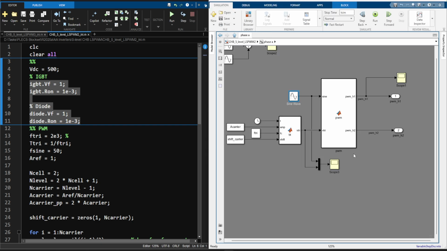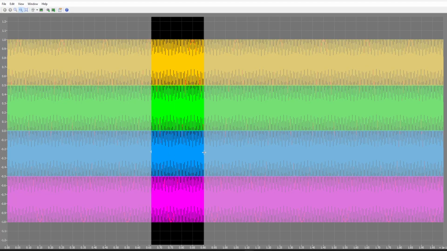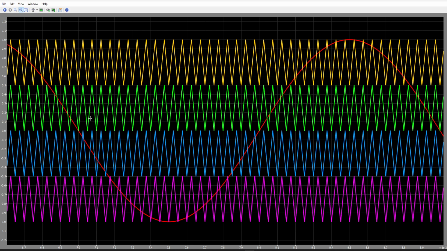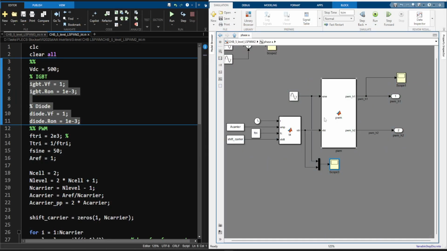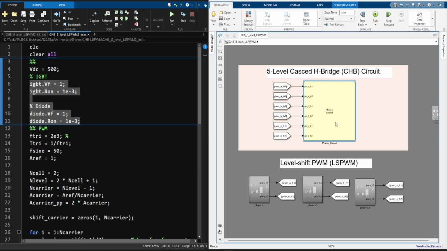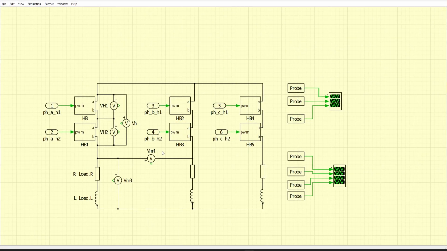So let's check our, yes, these are 4 carrier waves with the sine waveform, and we should go to the PLECS environment. So you see, for the measurement here, I have taken individual H-bridge voltage measurement and also the summation of them. These are then shown in the top oscilloscope.